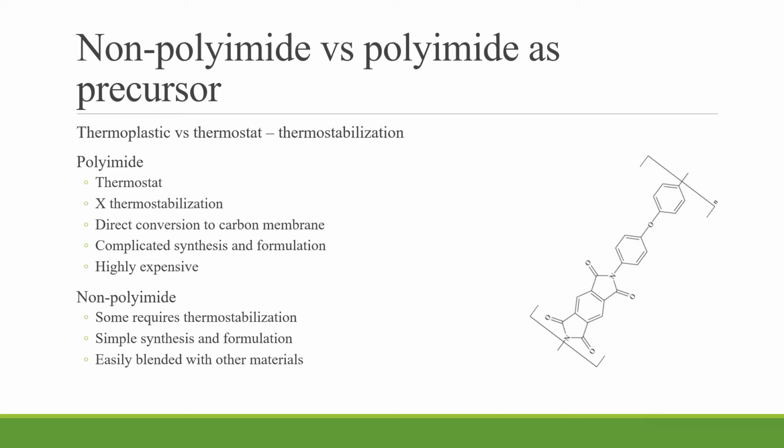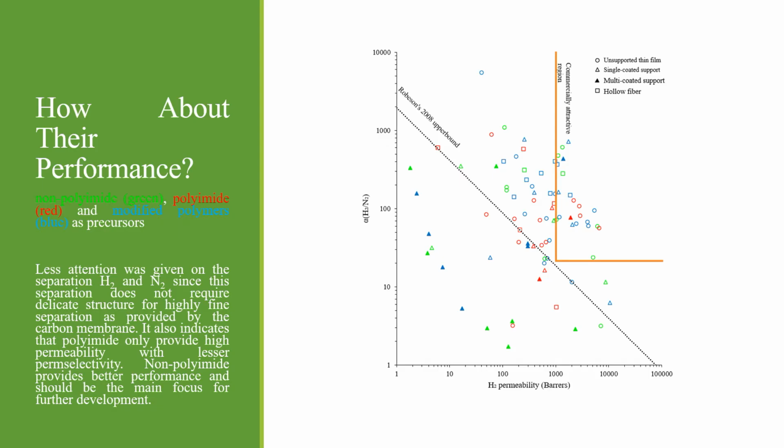But the advantage of the non-polyimide is that it has a simple synthesis and formulation. You have the powder of polymer, you have the solvent, and you just mix and stir. You have the polymer solution, ready for polymeric membrane synthesis. They are also easily blended with other materials. Okay, how about their performance? As you can see, these are the advantages and disadvantages between the polyimide and the non-polyimide.